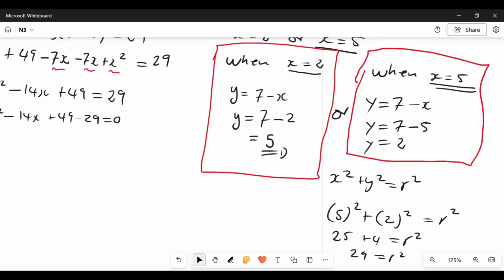All right, people, we are done with 3.1. Let's go and do 3.2.